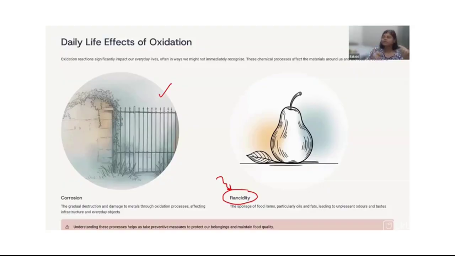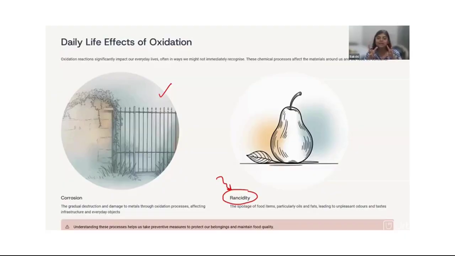If you open a packet of chips and you leave it open, and then after some time, what do you see? You see that your chips are not crispy now, right? And even your butter, if you keep it open, does not taste the same. The taste changes. Why is that? It is because of rancidity. If you keep your chips, namkeen, out in the open without closing the container, after some time it becomes rancid.